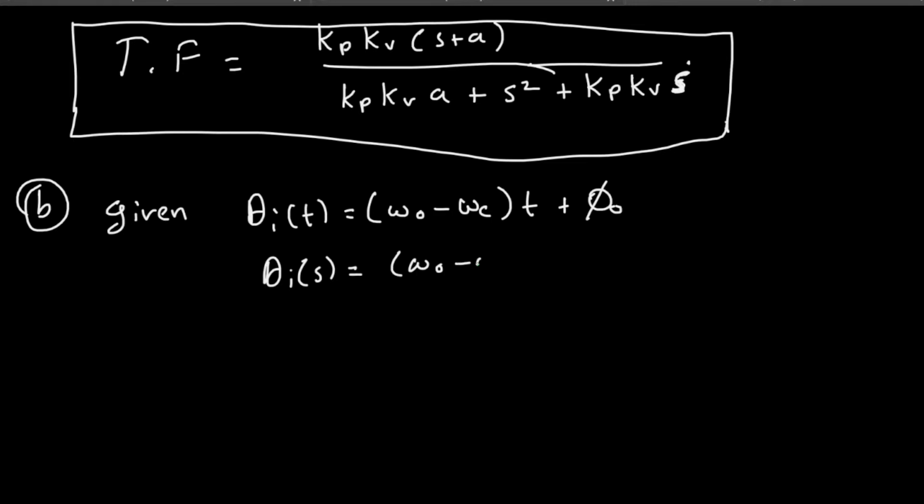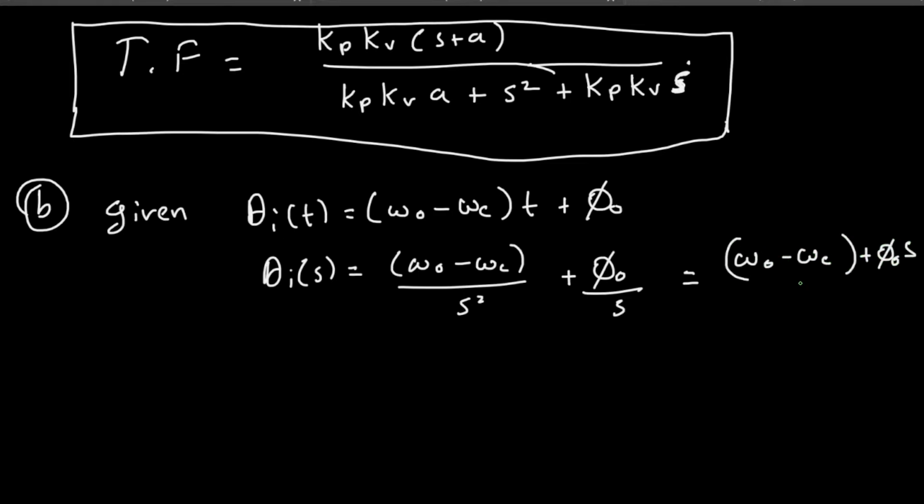So omega naught minus omega c divided by s squared, and if you have a constant, that's going to be divided by s. So this is going to be phi naught divided by s. And finally we derive this one. You can take s squared common for both of them, but if you do that, since this one has s only, you have to multiply the numerator by s. So this is going to be omega naught minus omega c plus phi naught times s divided by s squared. Okay, this is theta I of s.